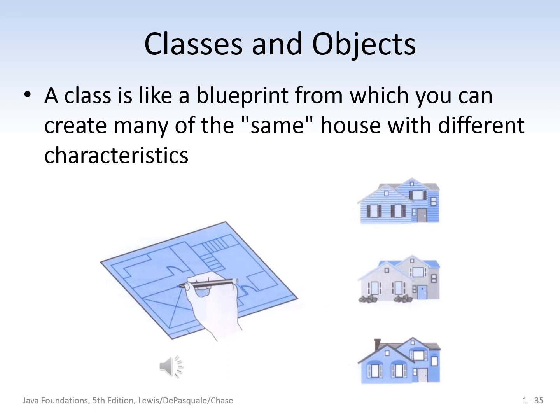Here's an example. I'm not sure that I love this example, but a class is like a blueprint from which you can create many of the same houses with different characteristics. So the class might be the basic house, and different models of the house then become synonymous with objects.